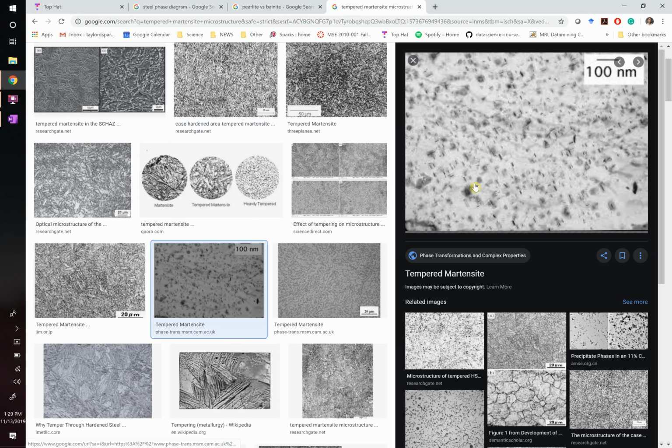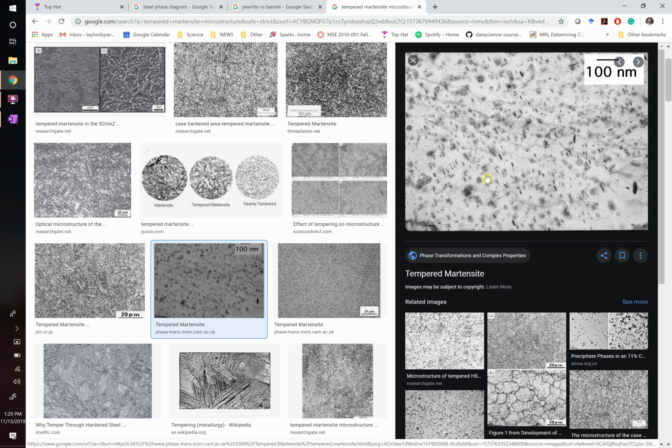You're looking at tiny little precipitates. See the difference there between the zebra patterns we've been seeing? These things are tiny cementite regions in a matrix of ductile body-centered cubic ferrite. This is sort of the best case scenario. You get ductility and strength from this.